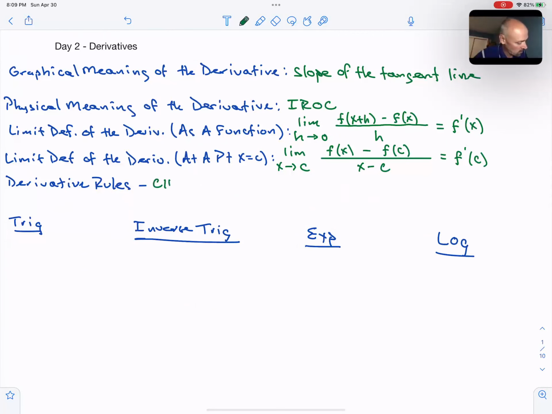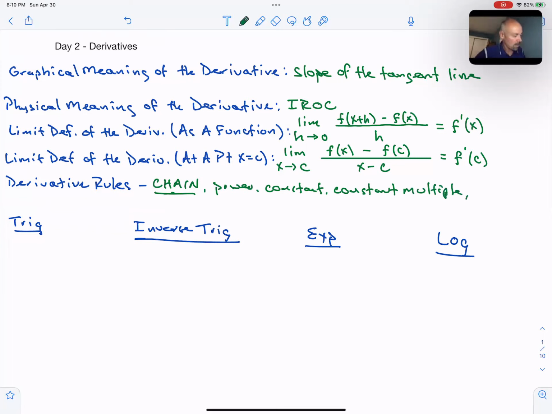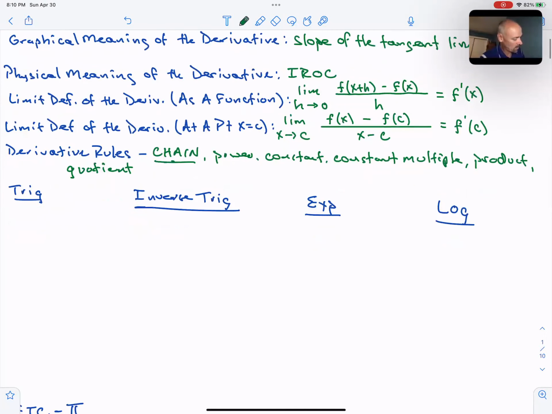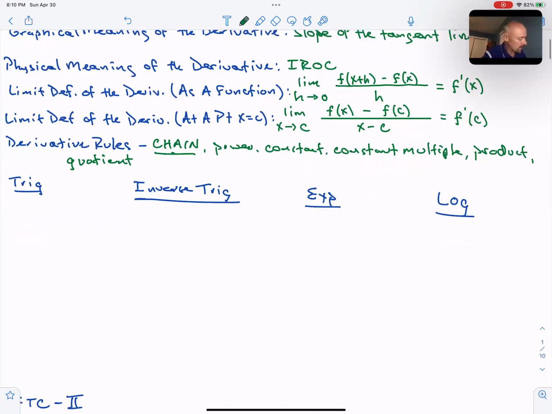We know probably the most important, chain rule, shows up everywhere. We know the power rule, constant rule, constant multiple rule, then we know the product rule. We want to find the derivative of a product of functions. We know the quotient rule that we use when we want to find the derivative of a function that is a quotient of other functions. And then we've got some trig rules and inverse trig. Let's go ahead and just run through those real quick.